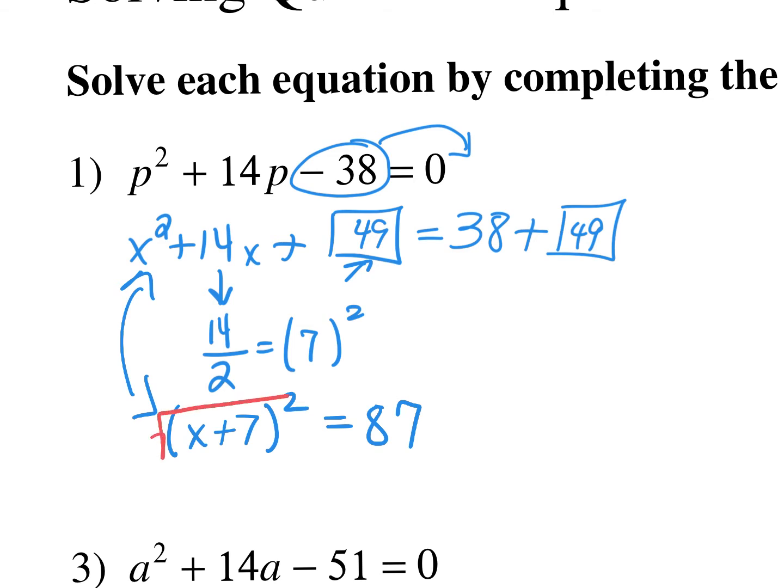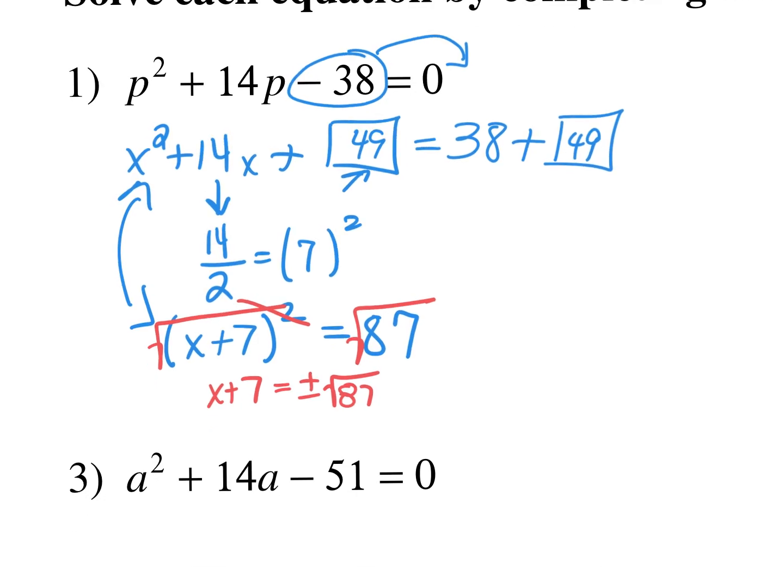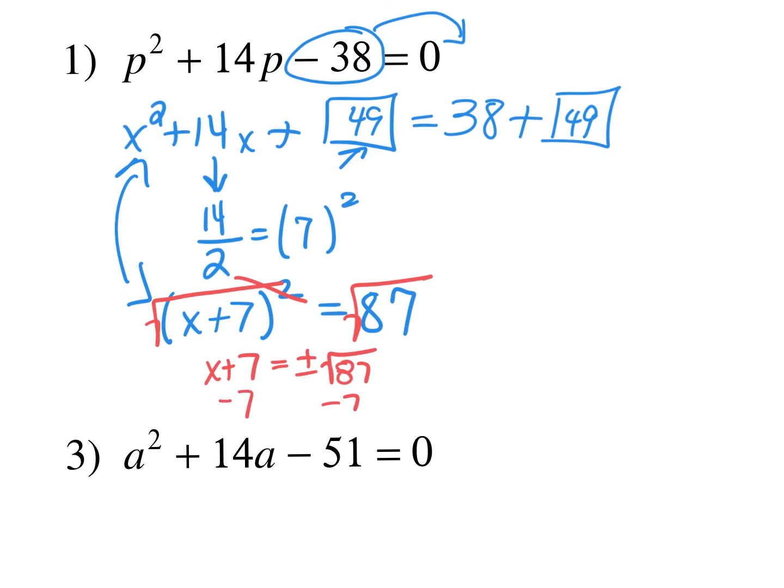Every single time, guys, you're going to do the same thing. You take the square root of both sides. When you square a square root, it goes away. What do I put in front of my 87? Plus or minus. Good. And then what's the last thing I do? I'm going to move the 7 to the other side, so subtract 7. So my answer is x equals negative 7 plus or minus the square root of 87.